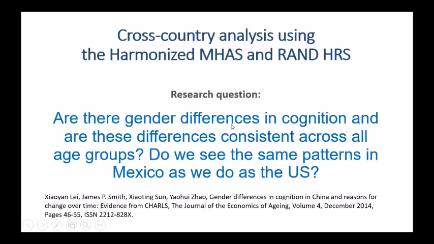So we're going to be doing a short example of cross-country analysis using the Harmonized MHAS and the RAND HRS. Hopefully you'll get an idea of some of the advantages of being able to have these user-friendly data sets. So our research question is, are there gender differences in cognition? And are these differences consistent across all age groups? And do we see the same pattern in Mexico as we do in the US? And here's a citation for the work that was done looking at exactly the same thing in China. But of course, here we're comparing Mexico and the US.